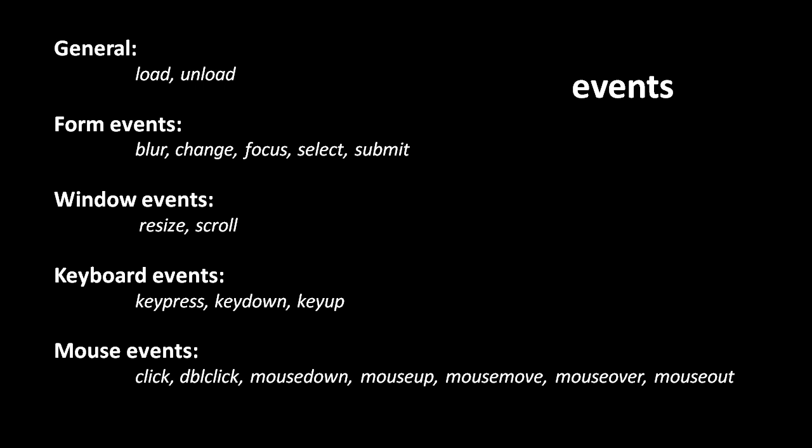And then we have keyboard events for when the user hits keyboard keys. There's key press, which is a full down and up motion on a key. But then there's also key down, which gets triggered immediately when the user pushes the key down before they even release it. And then there's key up, which only triggers when the user actually lifts up the key.